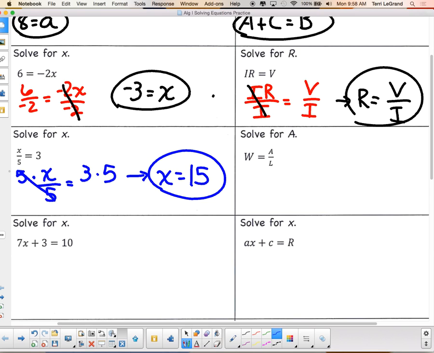Well, look at right next door. We have w equals a over L, and we need to solve it for a. So what are we going to do to both sides? Austin? Multiply by L. We need a alone. A is being divided by L, so we're going to multiply by L. Good, multiplication done.